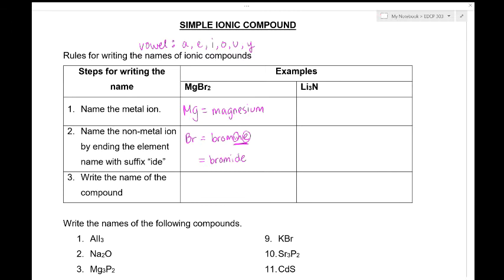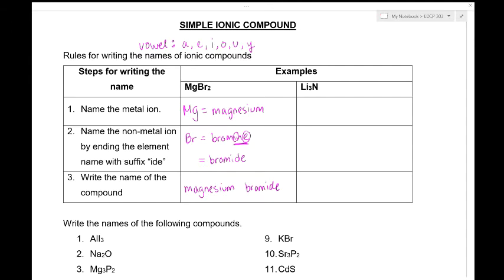Now the third step tells us to write the name of the compound. So we're going to take magnesium and we're going to take bromide and combine them together. Magnesium bromide. And here we have our answer for the name of MgBr2.